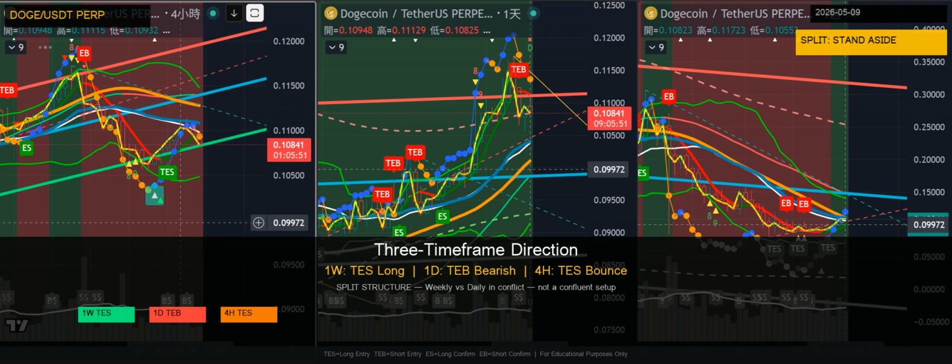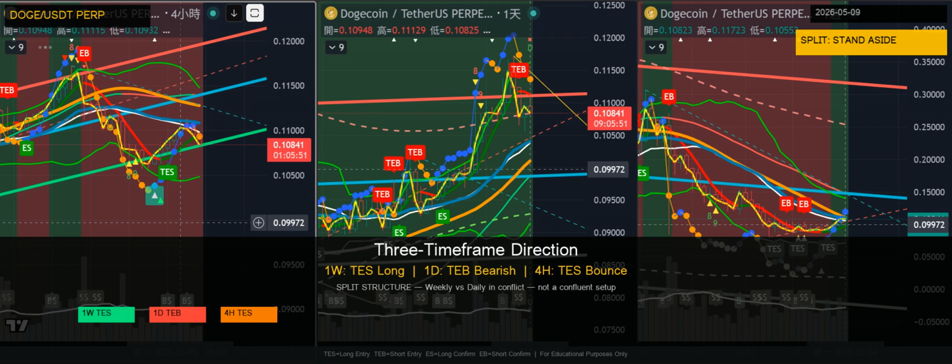However, at the top right of the daily chart, a new TEB signal has appeared at elevated levels. This daily TEB is a bearish entry signal at the high zone, indicating that the daily rally has now encountered selling pressure and is entering a pullback or distribution phase. Daily bias, bearish, driven by TEB at the high zone.